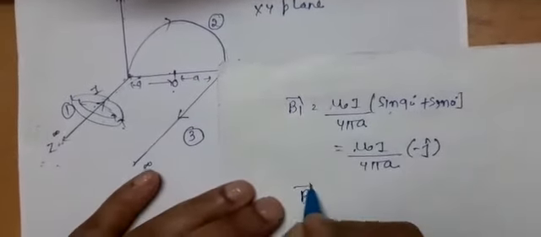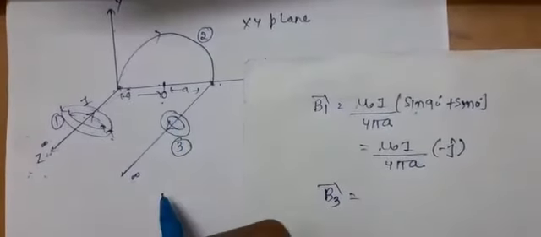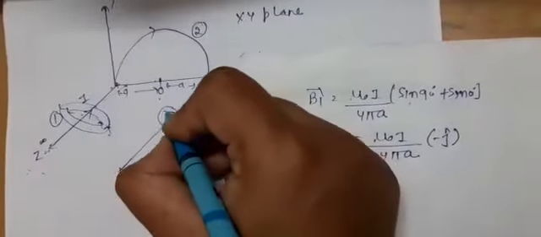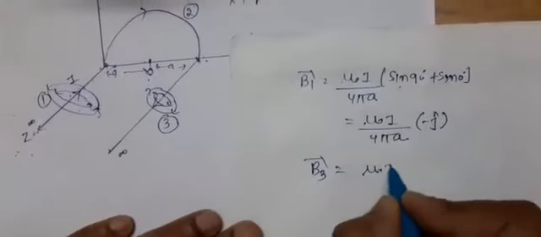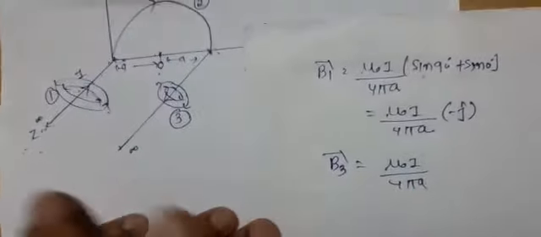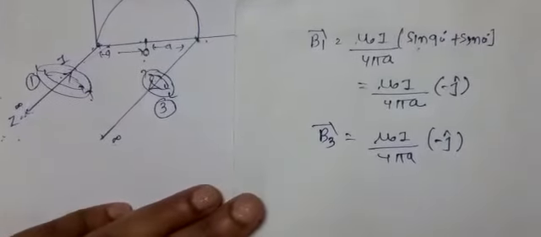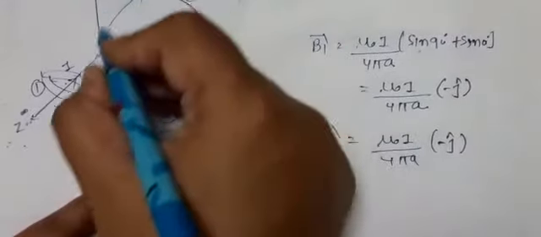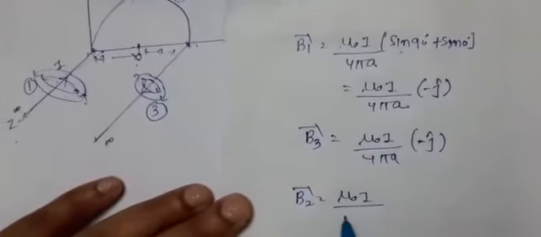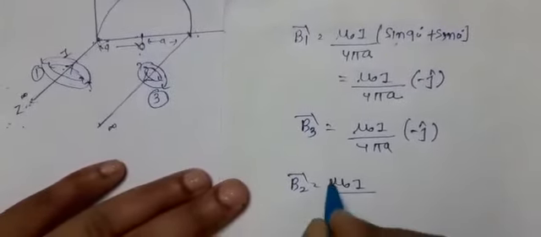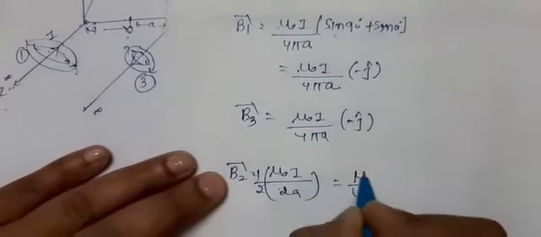Similarly for the third wire, again around it when you apply the right hand thumb rule, the magnetic field is directed inward on this side and outward on this side. So corresponding to point O, the magnitude will remain the same, mu naught I upon 4 pi a, and again the direction will be along the negative y axis. Now for this semicircle, the magnitude is quite simple. This magnitude will be mu naught I upon 2a times 1 by 2, so I can write it as 1 by 4a mu naught I.